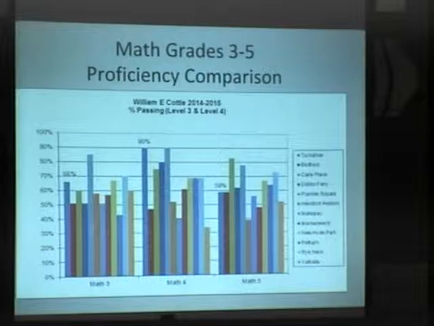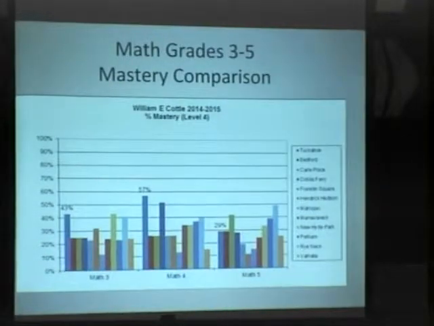Now we're going to go to mathematics for mastery, I'm sorry, for mastery. On grade 3, 43%. On grade 4, 57%, and you can see we just about outperformed the entire cluster. And on grade 5, 29%. So we're proud of that.